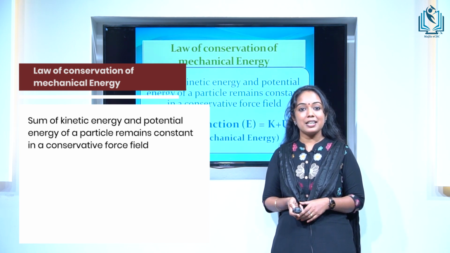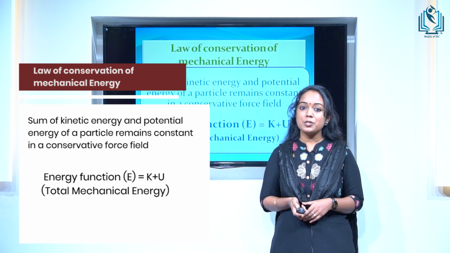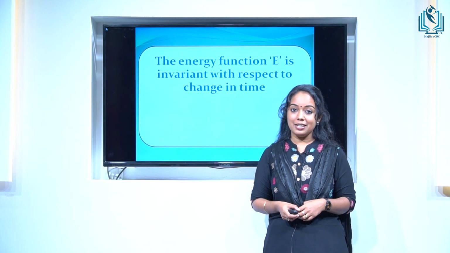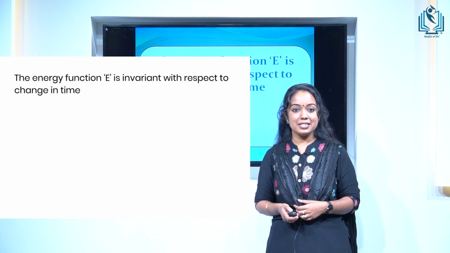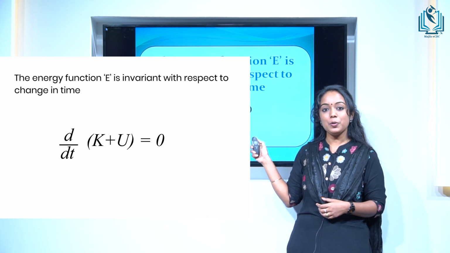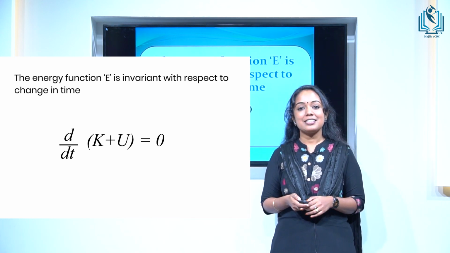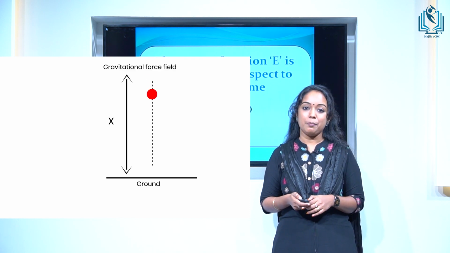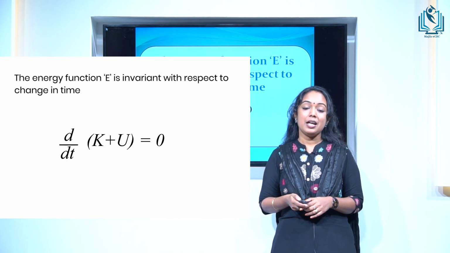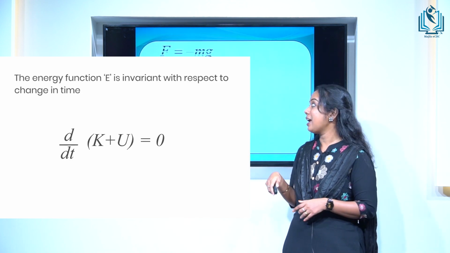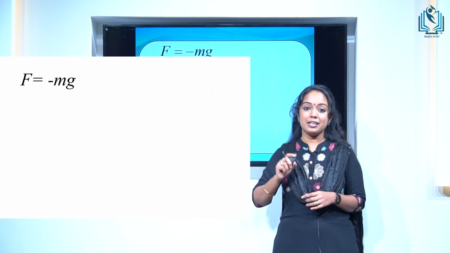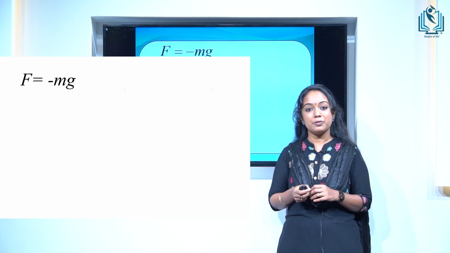The sum of kinetic energy and potential energy can also be termed as energy function E. The energy function E is invariant with respect to change in time, that is d by dt of K plus U equal to 0. To illustrate this, consider a particle of mass m falling freely in a gravitational field from a height x. The equation of motion is given by F is equal to minus mg. Here, the negative sign indicates the downward motion of the particle.